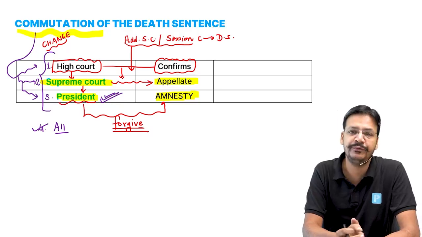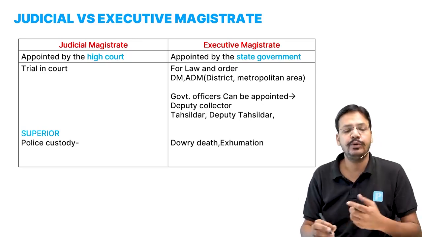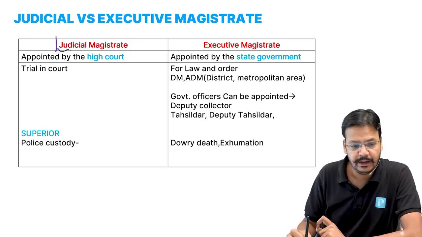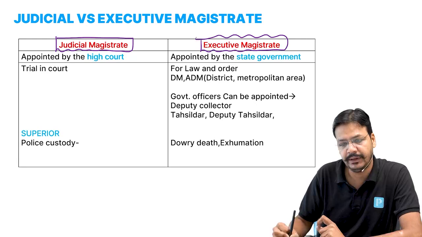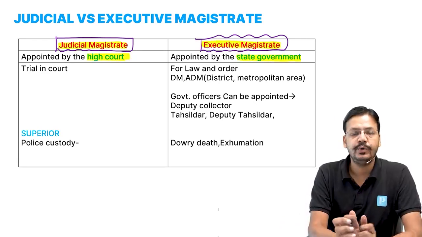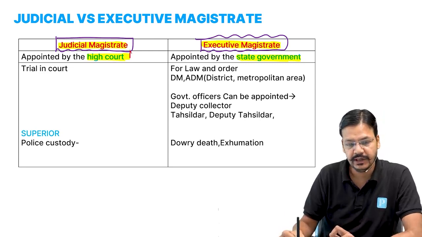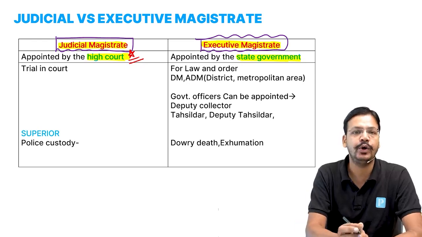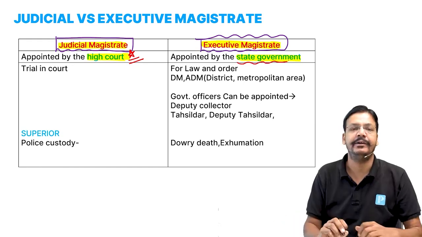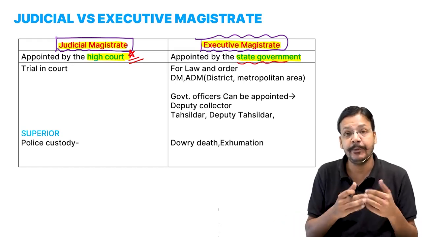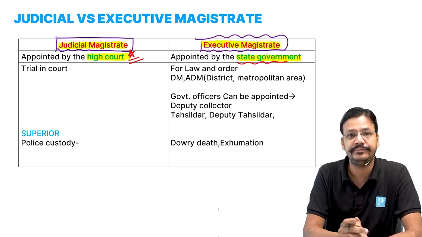Appellate, Supreme Court, confirms the death sentence, High Court. Now, sir, I am coming to a very, very important topic. How to differentiate judicial magistrate from executive magistrate. So there are two types of magistrate, judicial and executive. As I told you, judicial is appointed by High Court, and executive is appointed by state government. So if your government appoints you, that's an executive magistrate, but if High Court appoints you, that's a judicial magistrate.